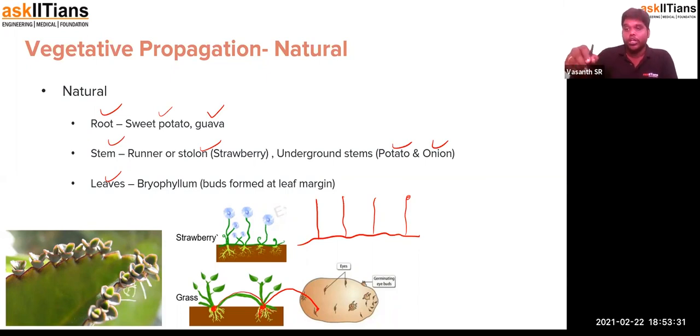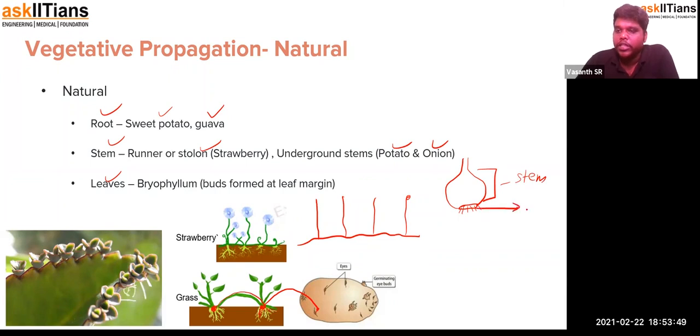And then comes the onion. Onion is another example. Onion has a structure like this at the bottom, and then a bulb-like structure like this. This part is the stem, and this part, the circular disc-like structure, is the root. That's the root.